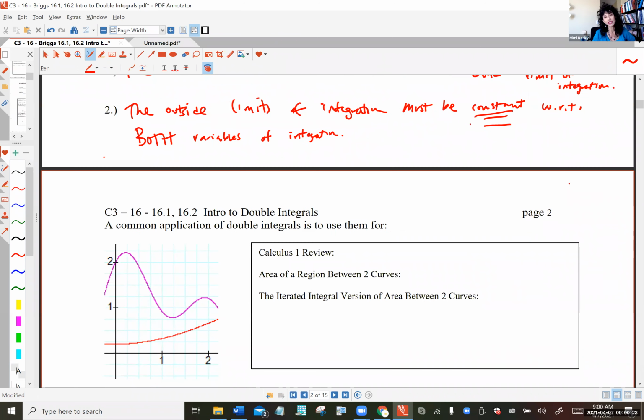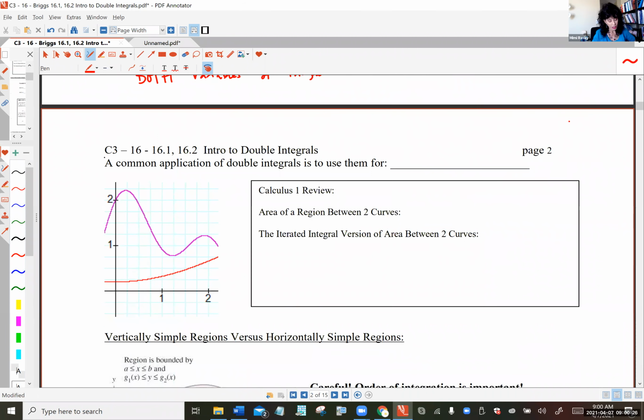Now let's do an application of double integrals. A common application for a double integral is to use it to determine the area between curves. But you did that in Calc 1 when you studied single integrals. So I'm going to do a quickie review of Calc 1. And some of you may be thinking, wow, this is really stupid. I already learned how to do area between curves with one integral back in Calc 1.